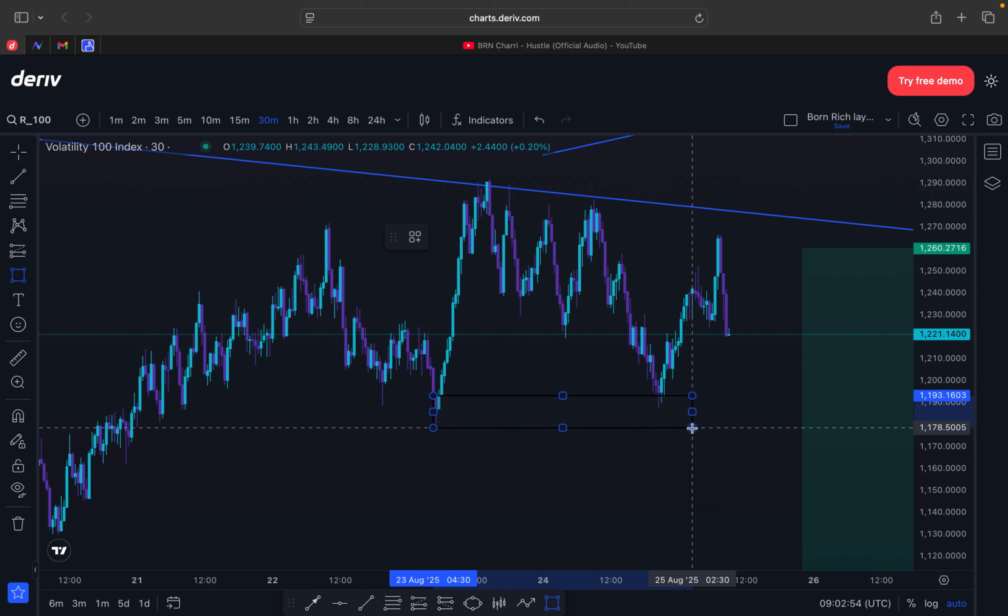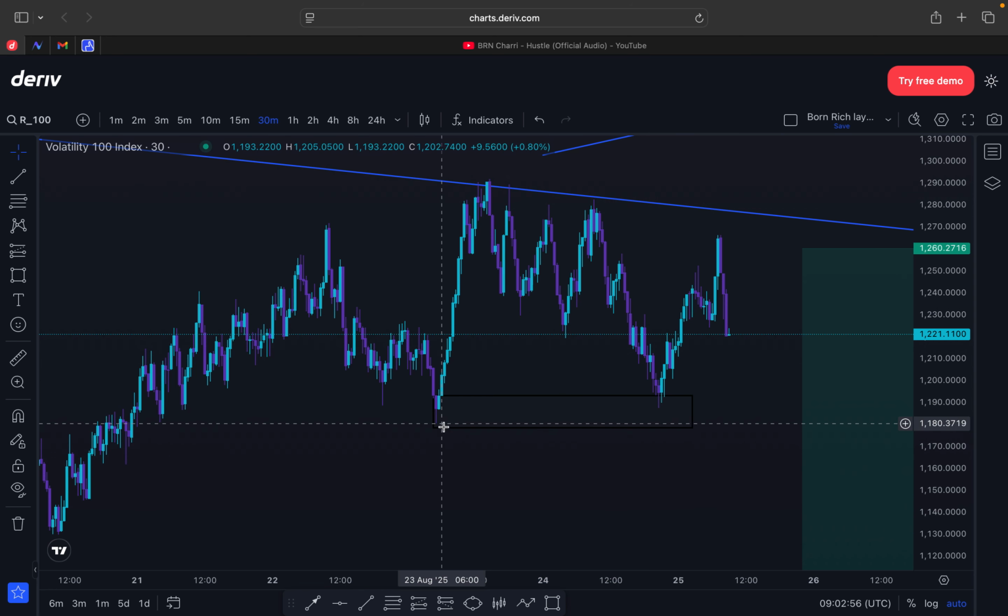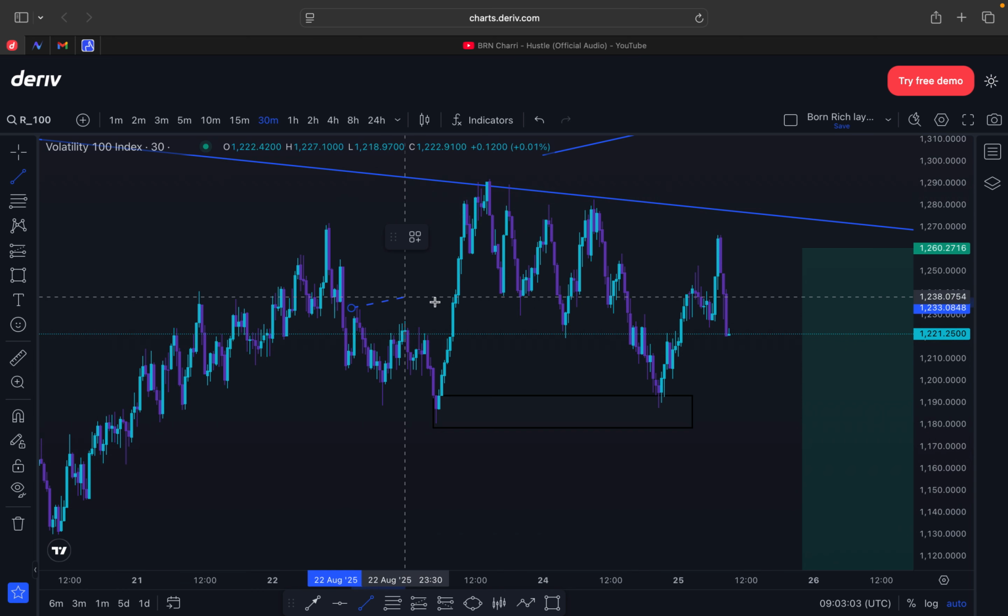Okay, boom. You dig? See, like I said earlier, what makes a valid order block is a break of structure. We can call this our first structure.